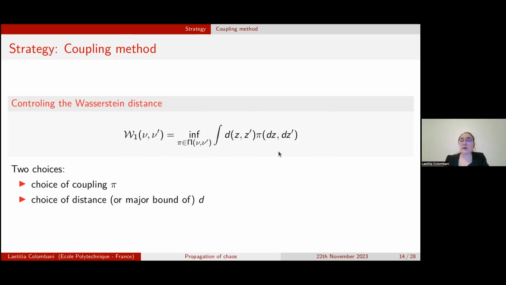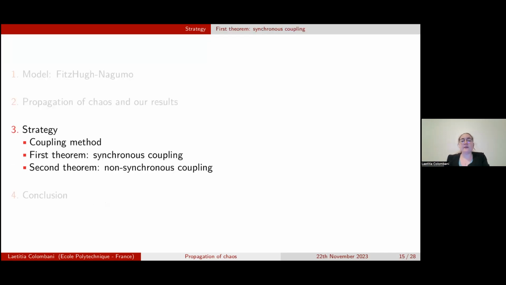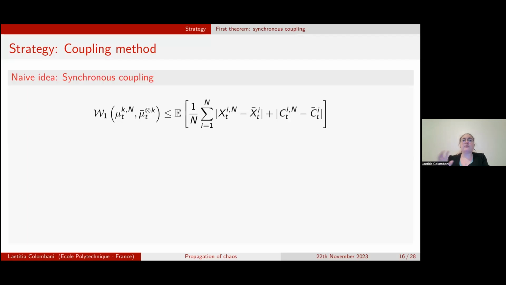Here we will have two choices: the choice of the coupling and the choice of the distance. We can play a little with the distance because we don't need to exactly use the distance we are interested in, so the L1 distance. We can choose an upper bound of the distance. So we will have two strategies, for the first theorem and for the second theorem with the uniformity in time. For the first theorem, we use the synchronous coupling.